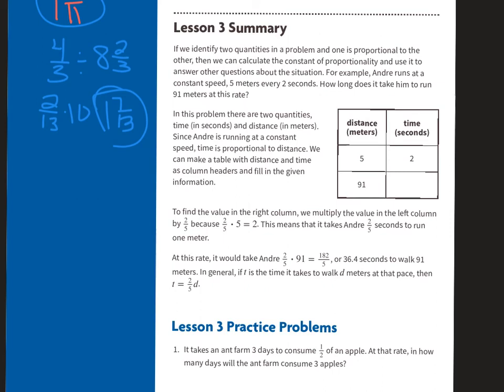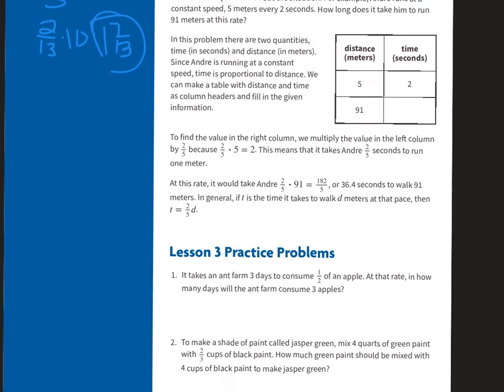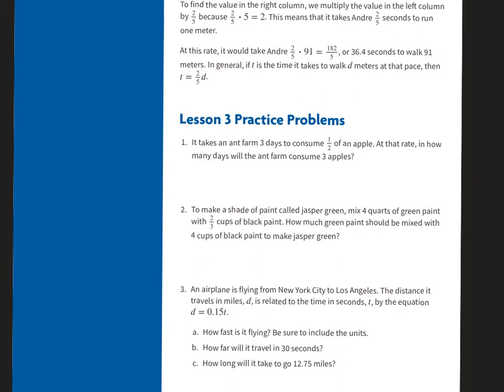So looking at your assignment in the book, we're going to do problems 1 and 3. They're going to be in Canvas, so let's look at those real fast. So number 1, it takes an ant farm 3 days to consume half an apple. At this rate, how many days will it consume 3 apples?